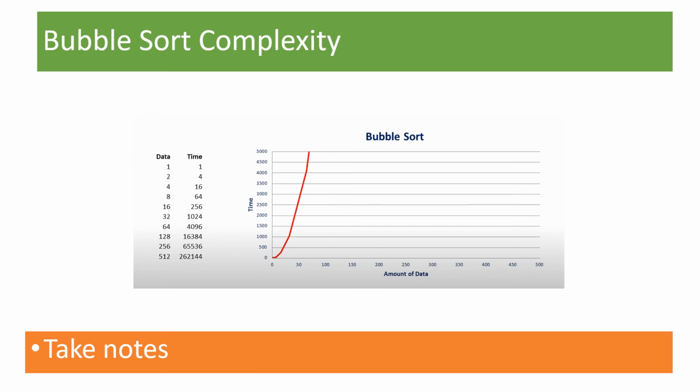Here's the graph of our polynomial complexity, an example of the bubble sort. As the amount of data increases or doubles, the time more than doubles. This is not an efficient algorithm. Make sure you add this into your notes.